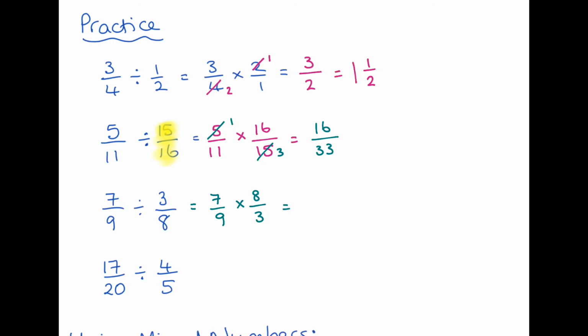So 7 8s are 56. 9 3s are 27. That is an improper fraction, and there are 2 27s in 56. Remember, to change from an improper fraction, you do top divided by bottom, so that's 2. 2 27s are 54, so that gives us 2 left over.